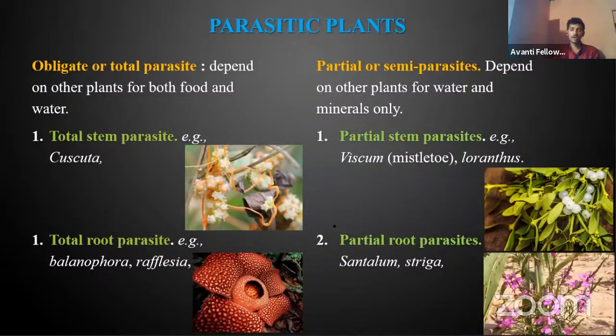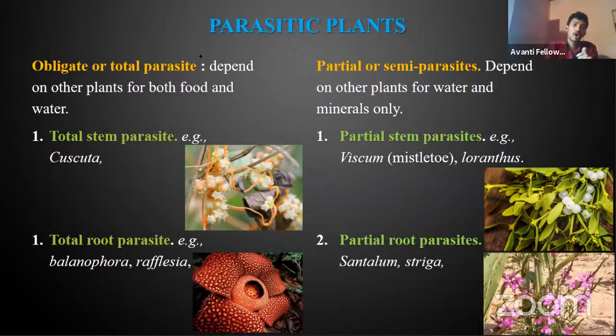Not all greens are autotrophs. And all non-greens naturally occurring, then it's heterotroph only. If it is non-green in natural occurrence, then it's heterotroph only. So this parasite is normally dependent upon other plants or other kinds of organisms for their food. We normally divide it into two kinds. One is the obligatory or total parasites, and the partial or semi-parasites.